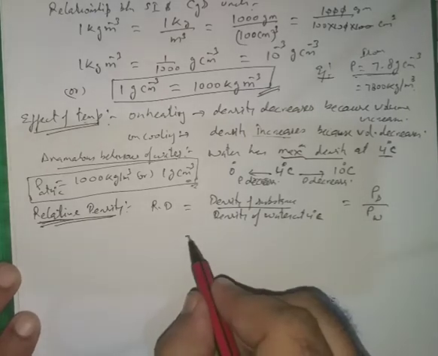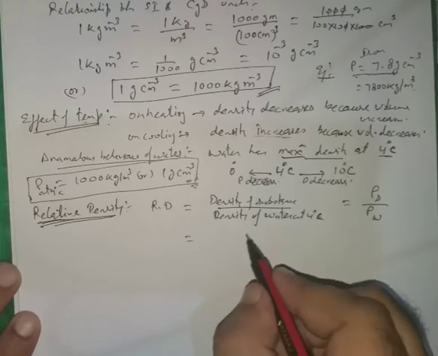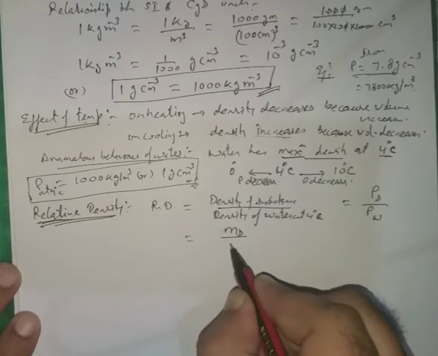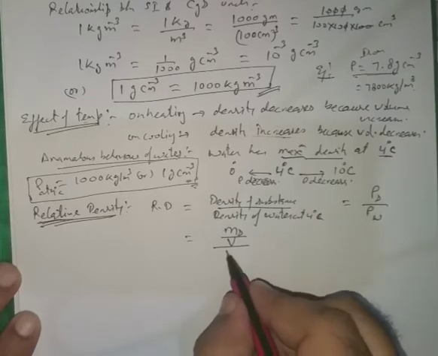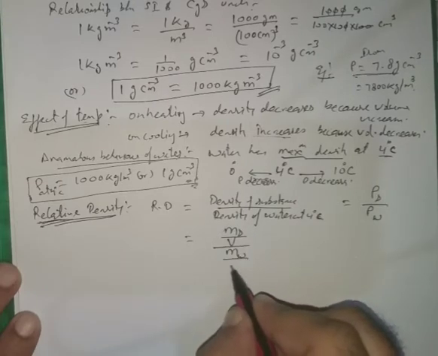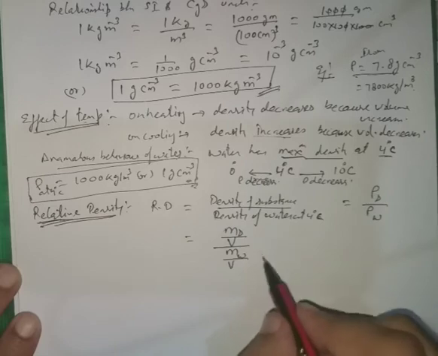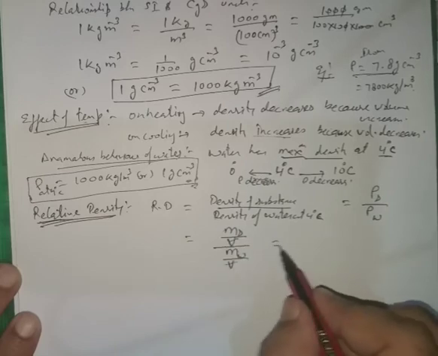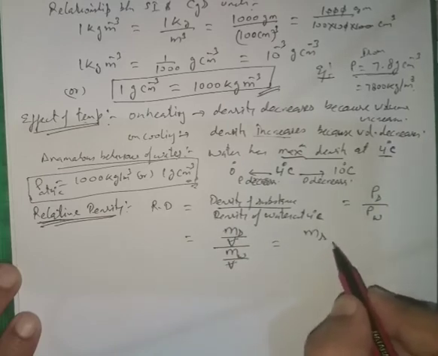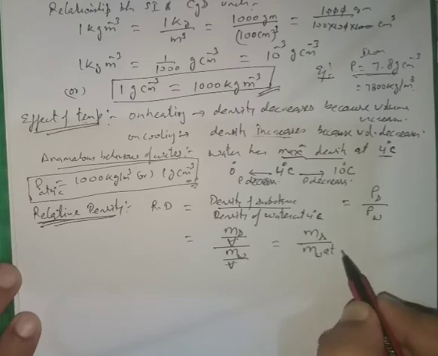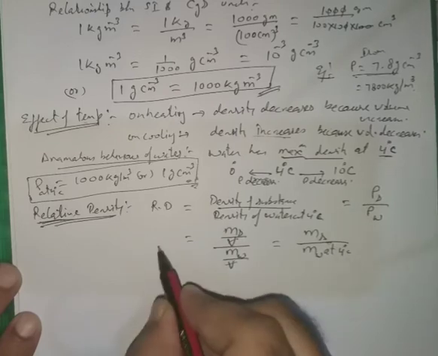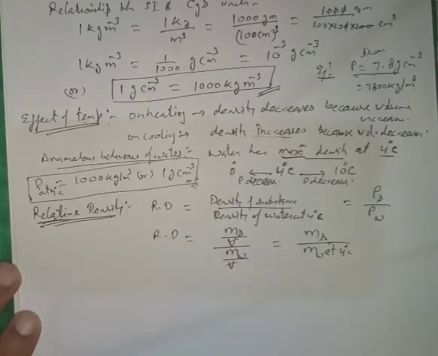Since density is mass over volume, it is the mass of the substance over the volume of the substance, and if we are taking equal volumes, then it will be the mass of water over the volume of water. So the volumes get cancelled, and it can also be written as the mass of the substance over the mass of water at 4 degrees Celsius. So this is relative density.